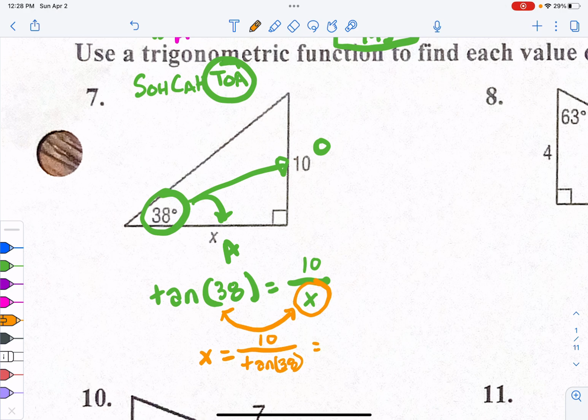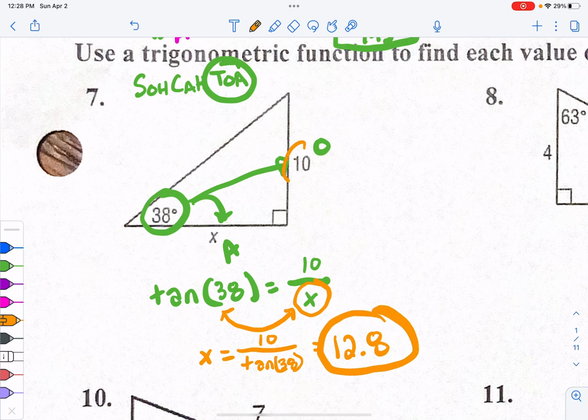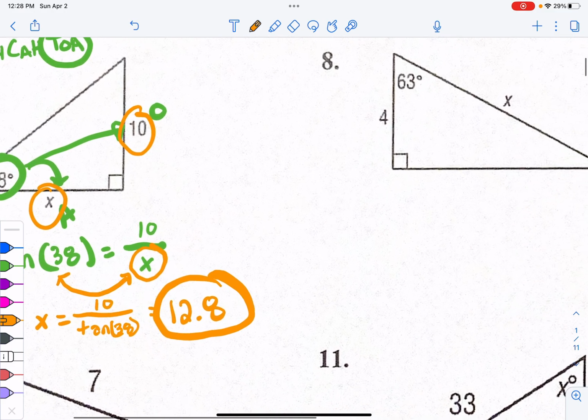10 divided by tangent of 38, and I got 12.8 if you round correctly. This one side was 10, so 12.8 sounds about reasonable. 38 degrees, yeah, that seems reasonable. So 12.8, I'm guessing that should be correct, okay?